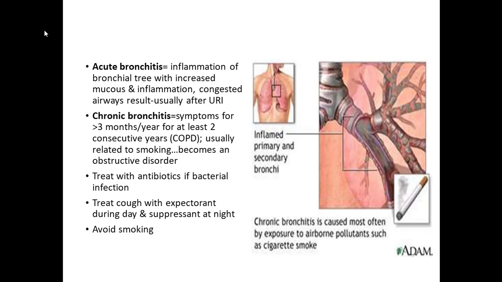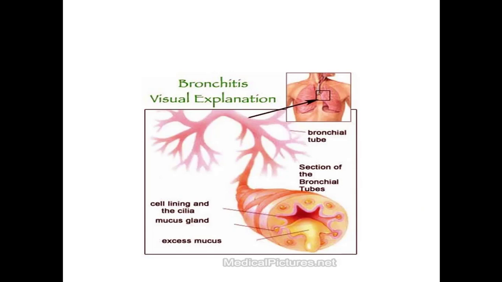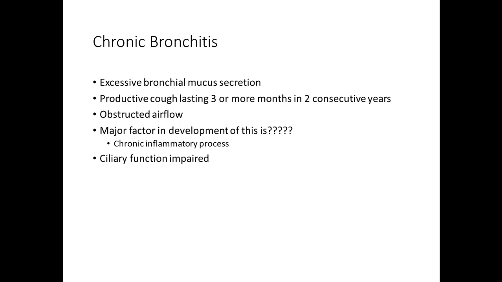We went over bronchitis, I think. Acute is just usually after an upper respiratory infection, it moves a little bit and you get bronchitis. Chronic, it happens because the person is a smoker. It's related to COPD. If it's a bacterial infection, we're going to treat with antibiotics. We're going to get them to cough and move that fluid during the day, and then we're going to suppress their cough at night. And educate on non-smoking. You can just take a look at this slide when you go through it.